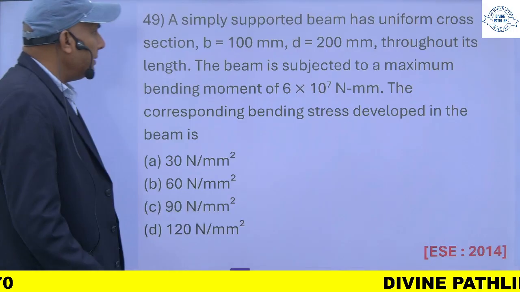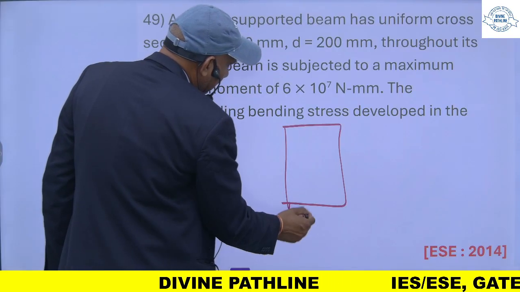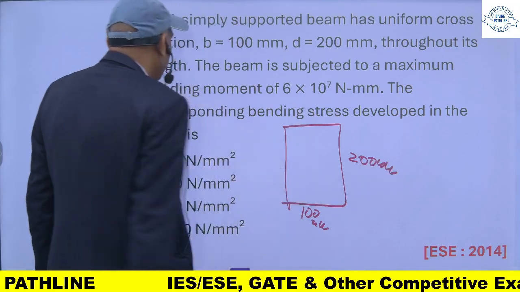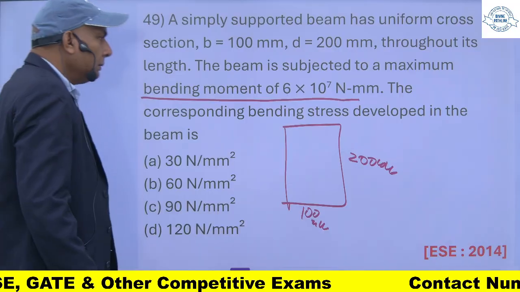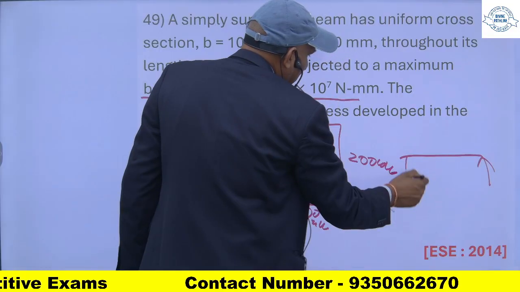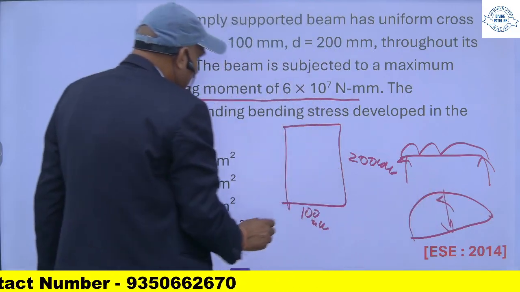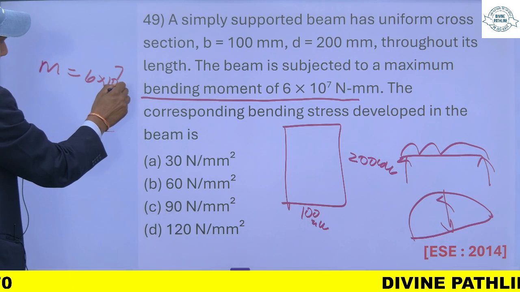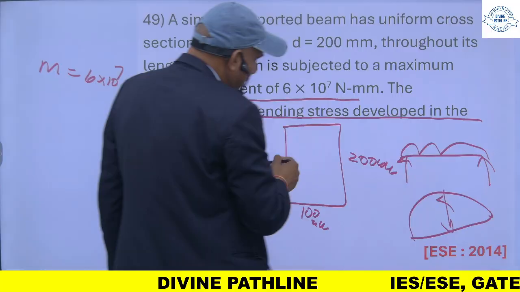A simply supported beam has a uniform cross section. B is 100 and depth is 200 mm. Throughout its length, the beam is subjected to a maximum bending moment of 6 into 10 raised to the power 7. The maximum bending moment is this one, so M is equal to 6 into 10 raised to the power 7 Newton mm. The corresponding bending stress will be how much?